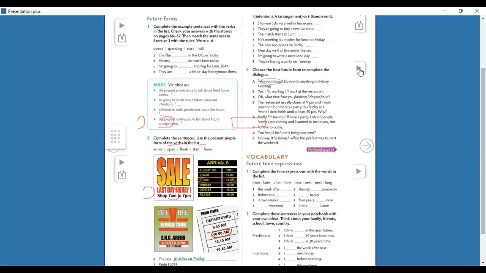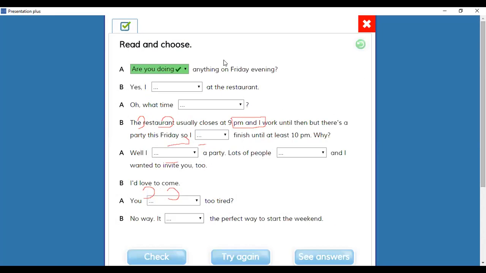Okay, best of luck. So which one would you choose here? We have here read and choose. What kind of future would you use? Are you doing anything on Friday evening? Are you doing? This is an arrangement. What do you think? I'm working at the restaurant or I'll work at the restaurant?